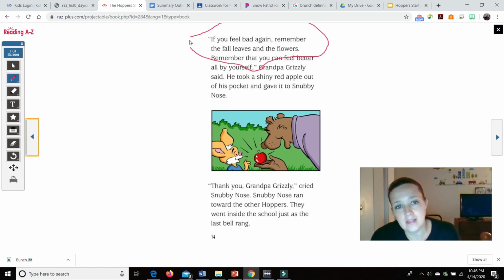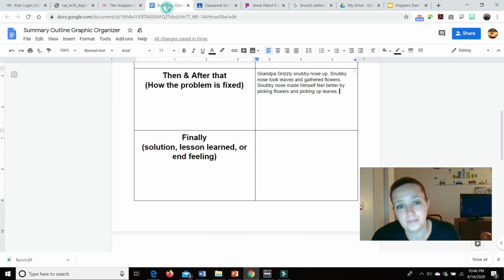So I think this is the lesson right here. If you feel bad again, remember that you can make yourself feel better. So finally, Grandpa Grizzly taught Snubby Nose that he can make himself feel better when he is feeling sad.